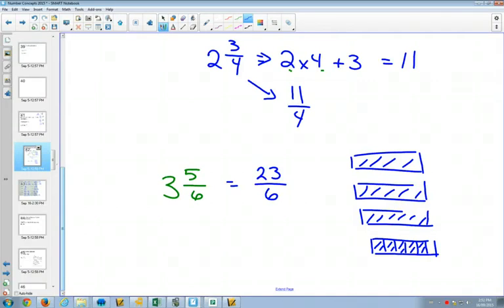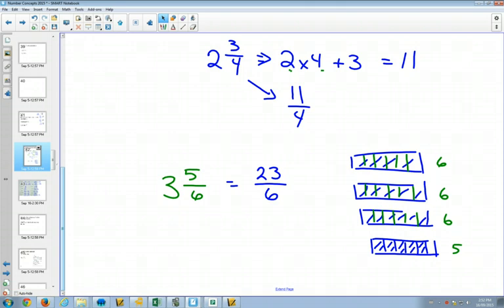If you went back to your 3 full chocolate bars and split them up into 6, you would have 6 plus 6 plus 6, which is 18, plus 5 more is 23 pieces. And so 3 and 5/6 gives me 23/6. Now that is when you're changing from a mixed fraction to an improper fraction. You have to also work the other way.